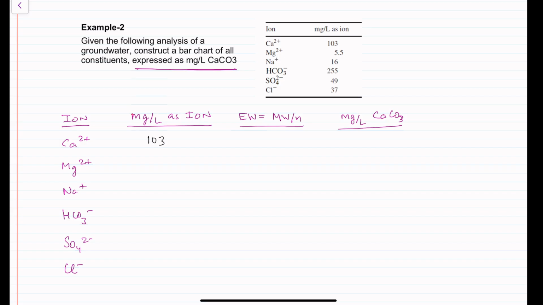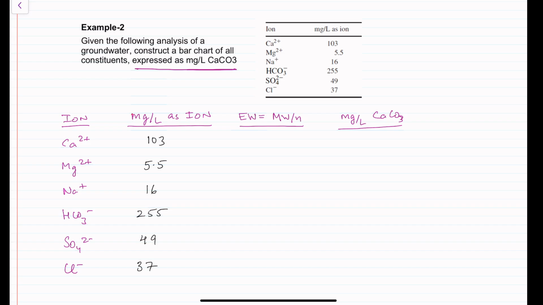103 milligram per liter of calcium, 5.5 milligram per liter of magnesium, sodium, bicarbonate, sulfate, and chloride.